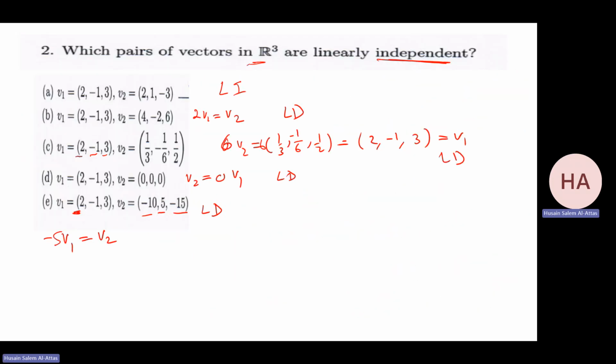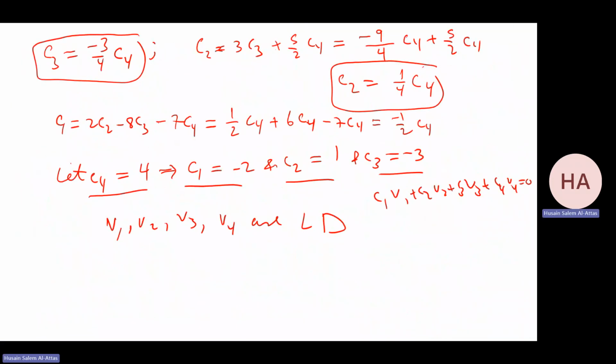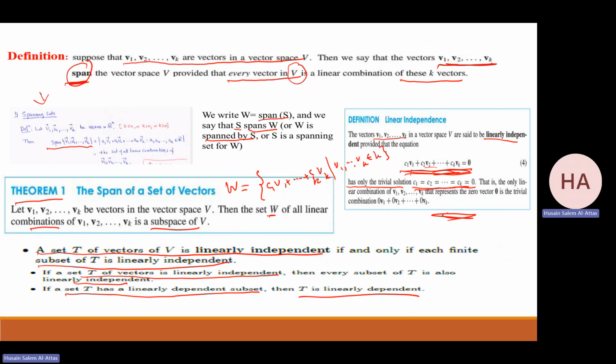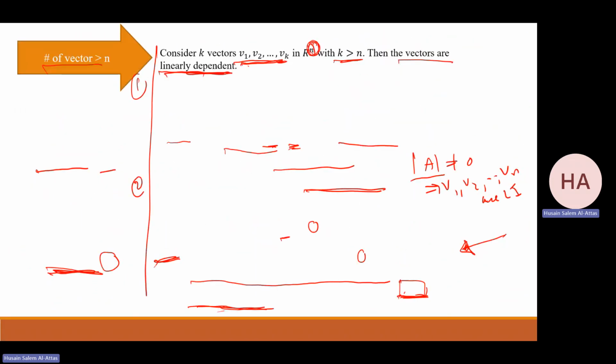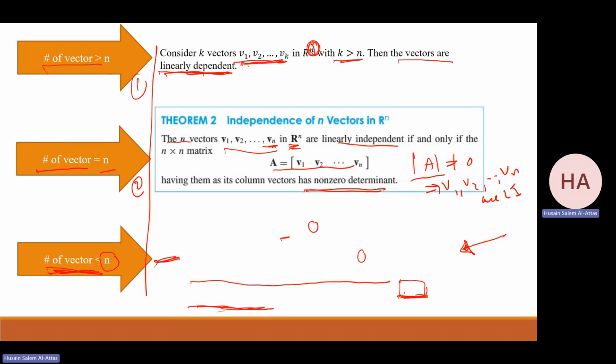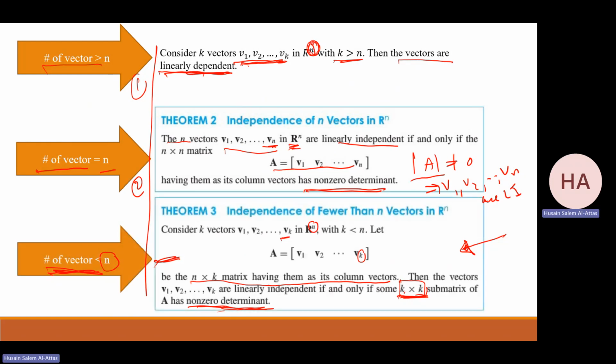Just to remind you, what are the three cases we have about this being independent or dependent? We look at the number of vectors and the dimension of the space, which is Rn, the number n in this space. If the number of vectors is greater than n, for sure the vectors are linearly dependent. If the number of vectors is equal to n, I need to check the determinant. Not equal to 0 means linearly independent. Equal to 0, linearly dependent. If the number of vectors is less than n, then I will check a submatrix.